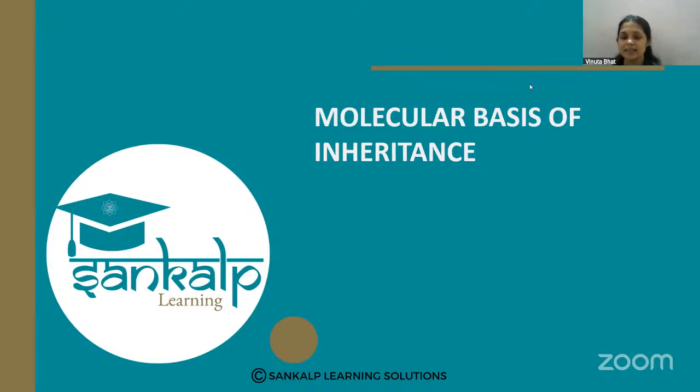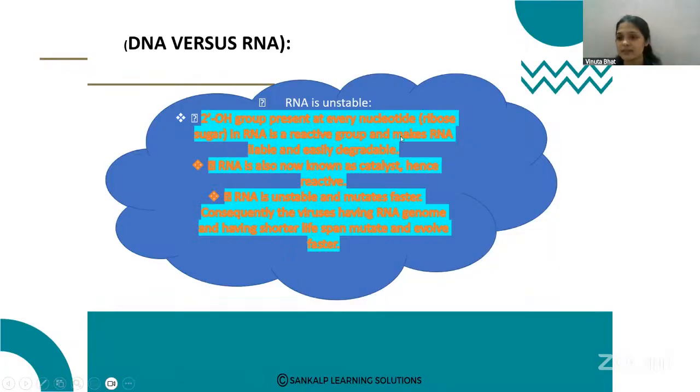Yes, in the last class, we started the molecular basis of inheritance chapter. In that chapter, we studied the structure of DNA, the double helical structure of DNA, and how it was discovered. We also studied the experiments that prove DNA is the genetic material, not protein: the Griffith experiments and the Hershey and Chase experiments. So let us start with the next topic, DNA versus RNA.